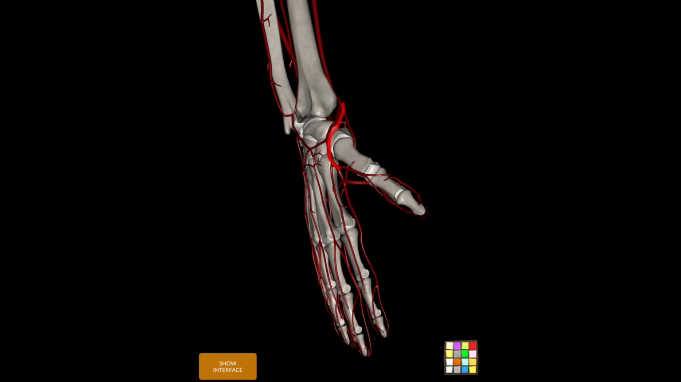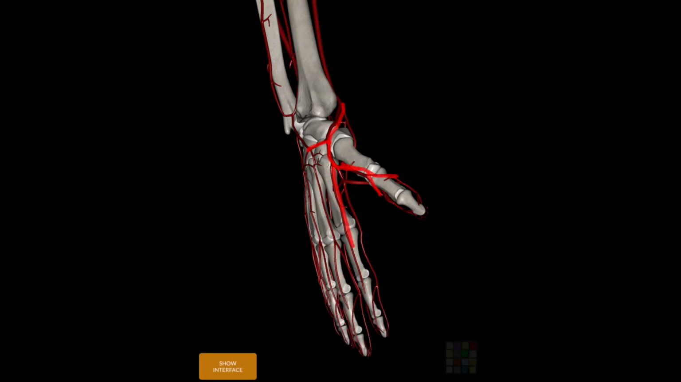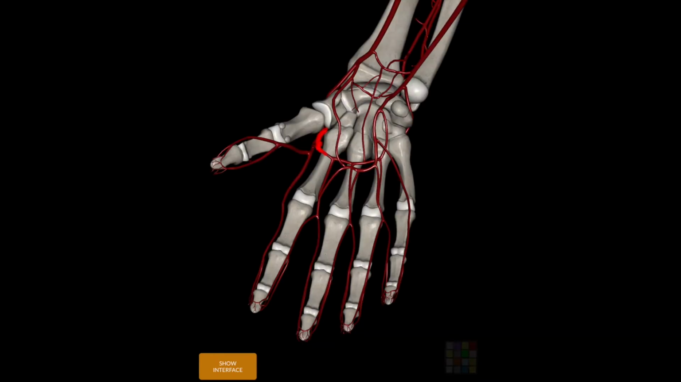It gives off some dorsal branches here to the wrist and to the index finger and to the thumb. But then the artery encircles the metacarpal of the thumb and heads back palmarwards. It goes between the heads of the first dorsal interosseous and then between the heads of adductor pollicis to re-enter the palm. As it re-enters the palm, it gives off large branches.